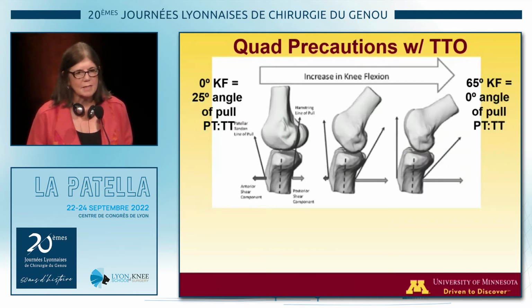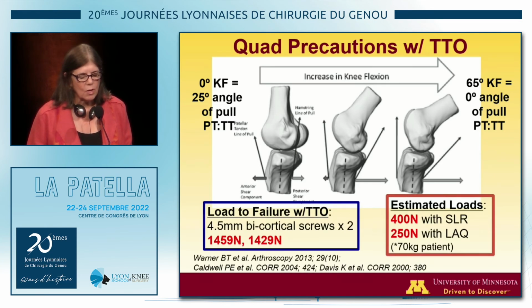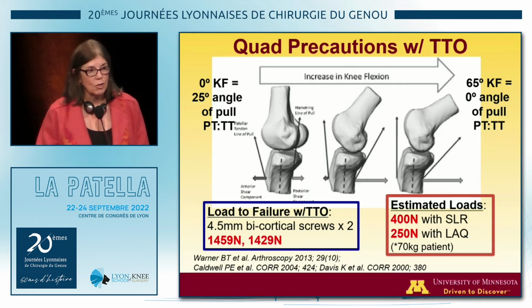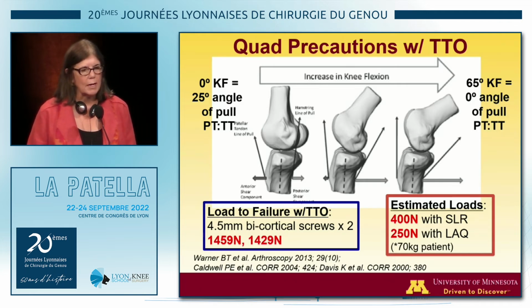We don't have too many studies trying to tell us what to do after a TTO, but we do know that at 0 degrees, there's about a 25-degree angle of pull at the patella tendon tibial tubercle site. And when you bend the knee, it is more neutral. We also know that we have pretty good load to failure if you use 2 bicortical screws well fixed, much greater than what we see with the quadricep. But the quadricep load is actually higher with single leg raising than with a long arc quad.